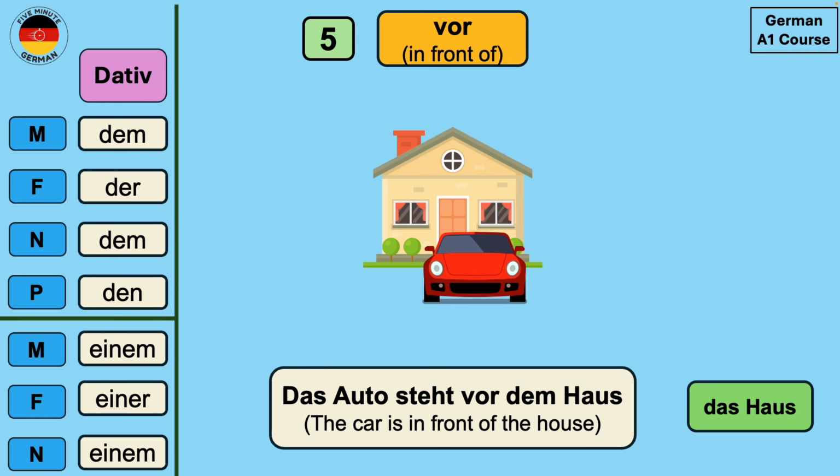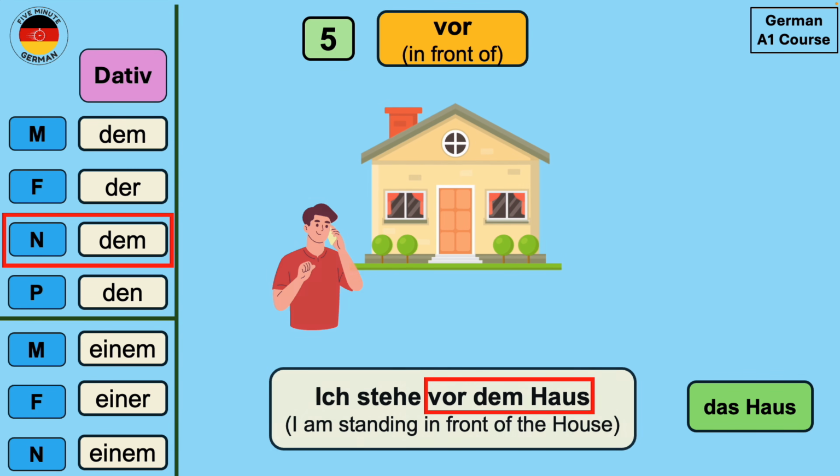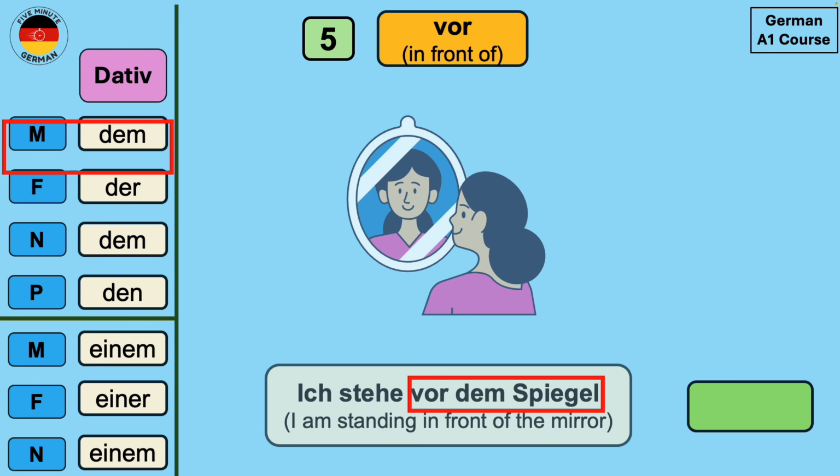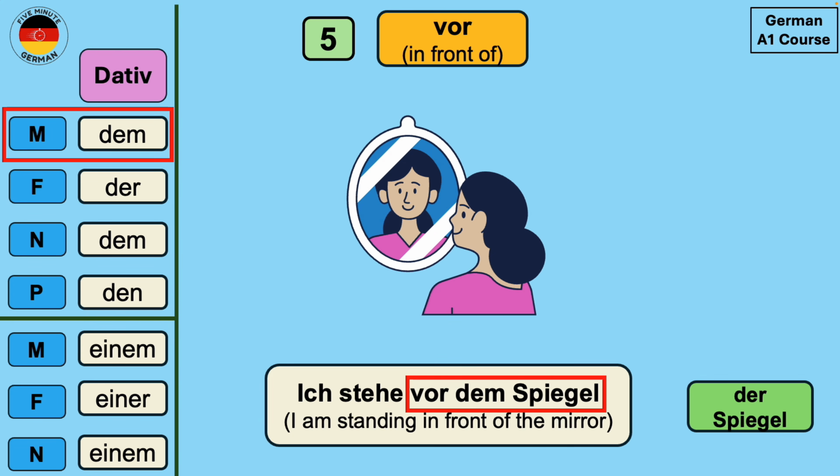So we have this example where a car is in front of a house. So we can say, das Auto steht vor dem Haus. The car is in front of the house. And because it is das Haus, that's why we say dem Haus when it is used with vor. Now you can also use the same preposition when you are at somebody's home. Then you say, ich stehe vor dem Haus. I am standing in front of the house. Another example with vor can be, ich stehe vor dem Spiegel. I am standing in front of the mirror.